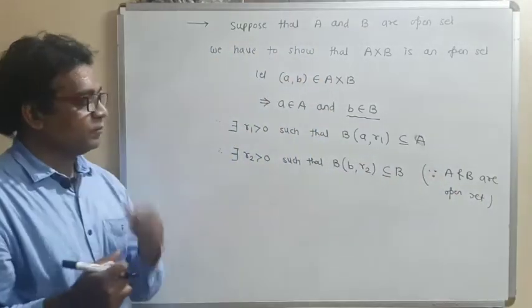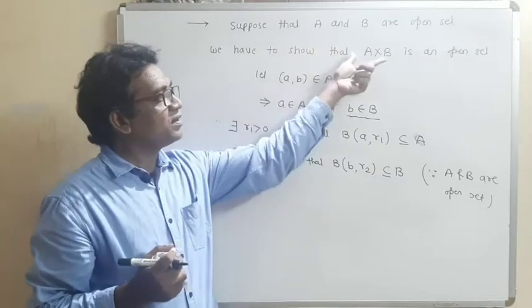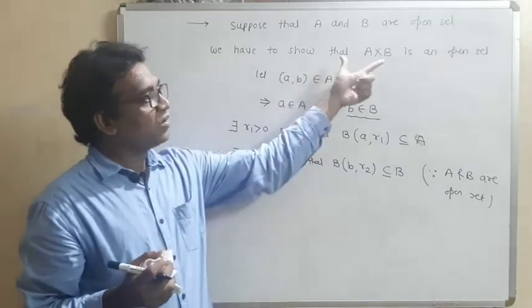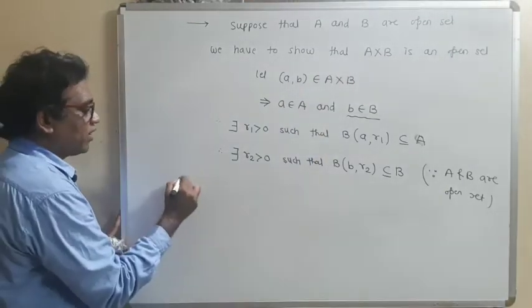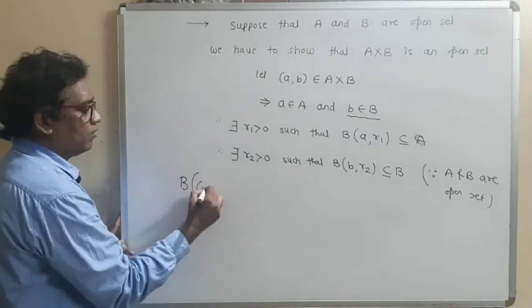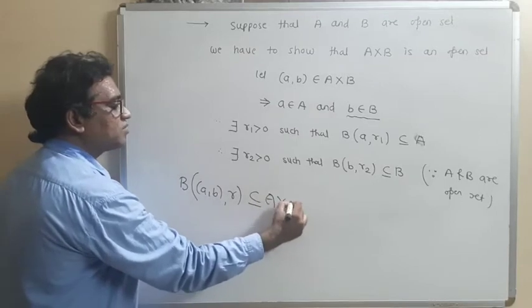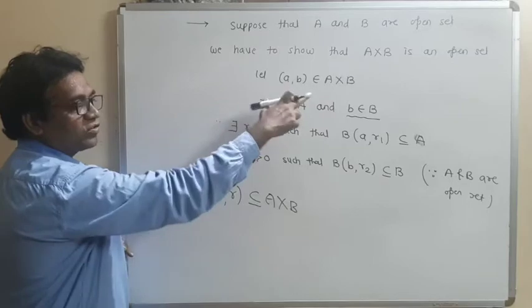So see what is given. We are given that A and B are open sets and we want to show that this cross product is an open set. So how to show that A cross B is open? What is the basic idea? We want to find some open sphere B with center at (a, b) and radius r, and show that it is contained in this cross product A cross B. So first of all, take (a, b) belonging to A cross B.